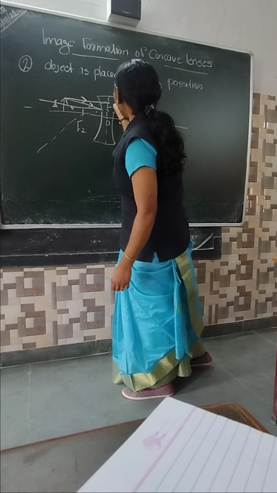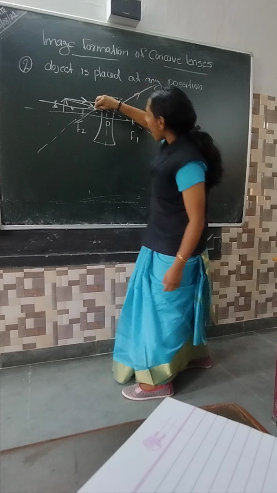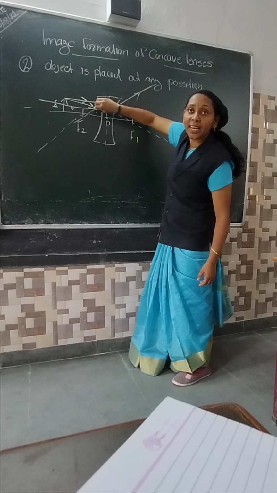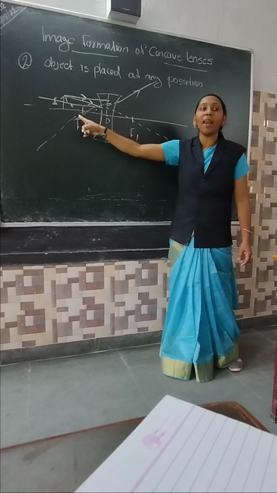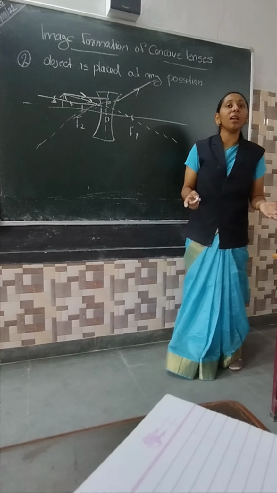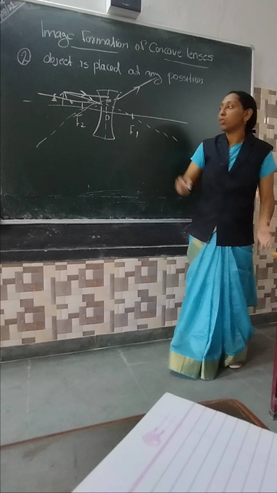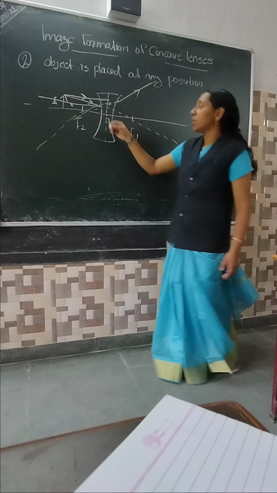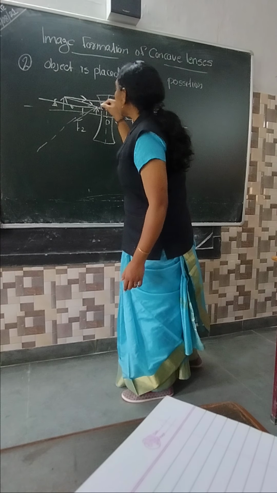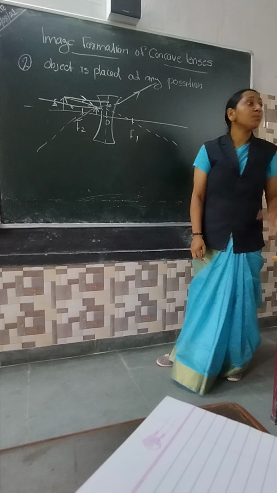So you can see this extended ray and the refracted ray of the second rule both intersecting in between O and F. So that is the position of the image. Where is that point? Above the principal axis. Am I right? So this is my image. Check it out, the size of the image is small.